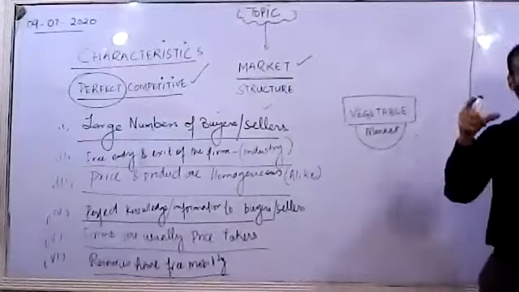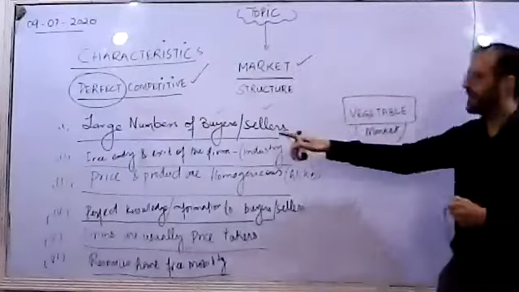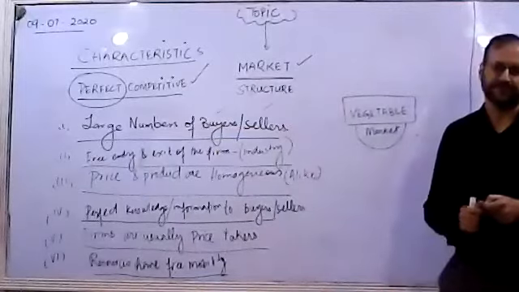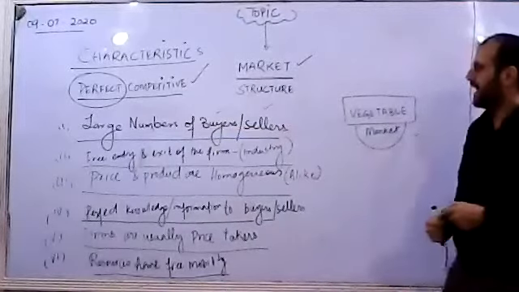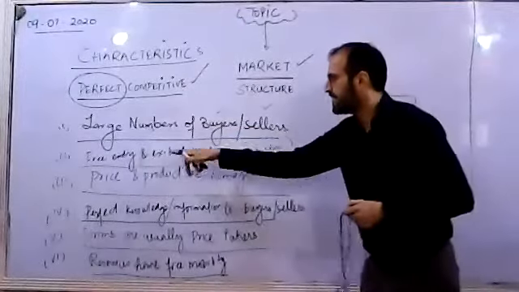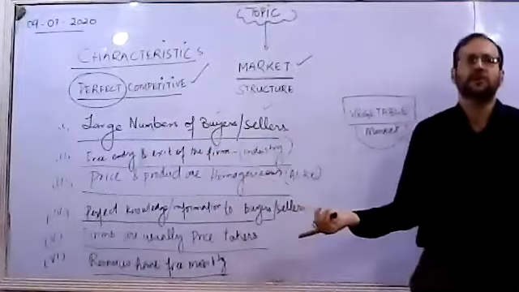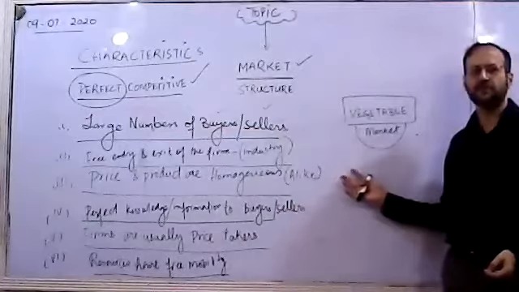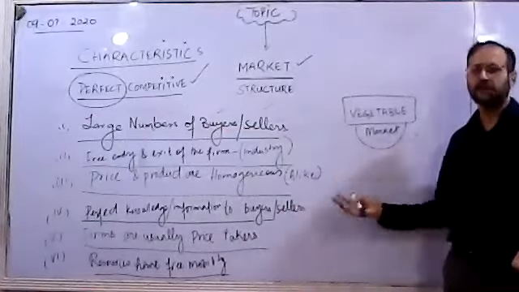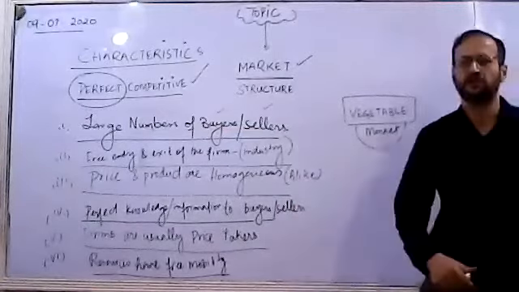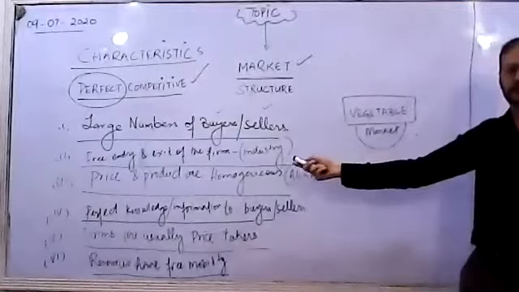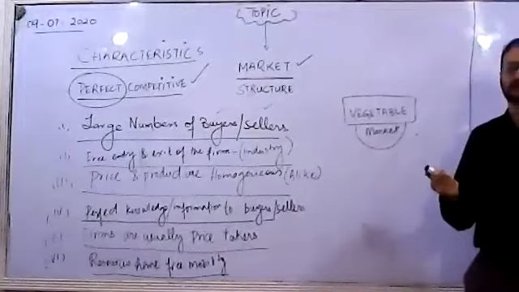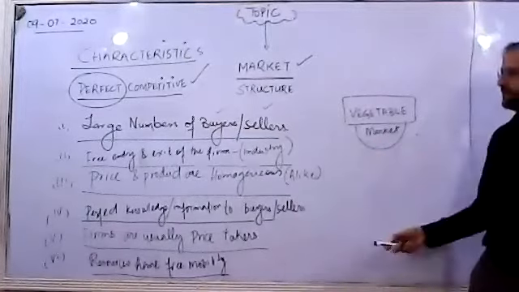If you go over there, you may find that there are a large number of buyers and a large number of sellers. Number one, free entry and exit of the firm. Anybody can go and set up any vegetable he wants to sell, and nobody is going to ask him why he's doing that. So it's free to enter and free to exit. If somebody wants to change his product, then definitely he can do that.